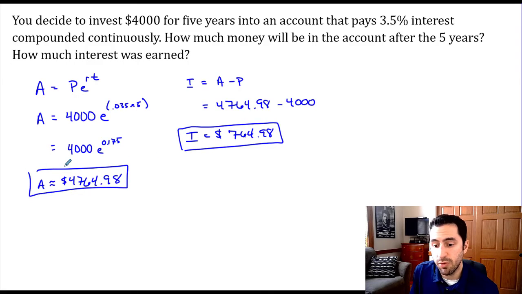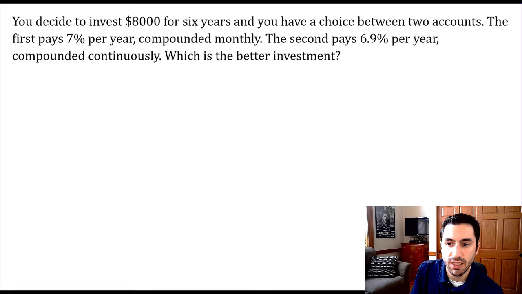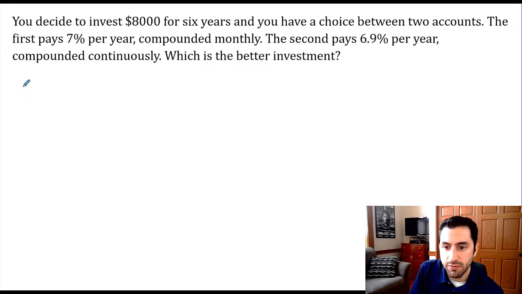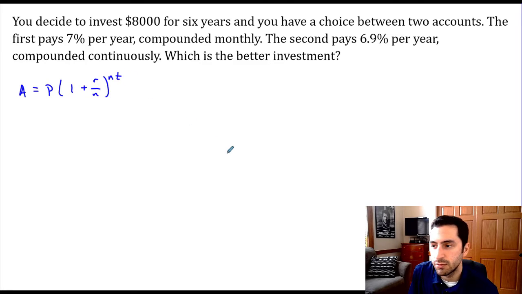All right, let's take a look at one more example. In the second example, I actually want to do a comparison. It says you decide to invest $8,000 for 6 years, and you have a choice between two accounts. The first account pays 7% per year, compounded monthly. So the first thing right away, compounded monthly, since n is going to be 12, I know I need to use this formula: P times (1 plus r over n) to the nt power.